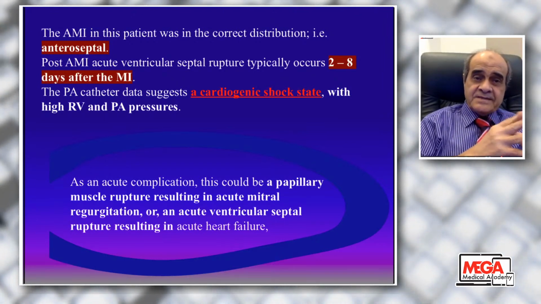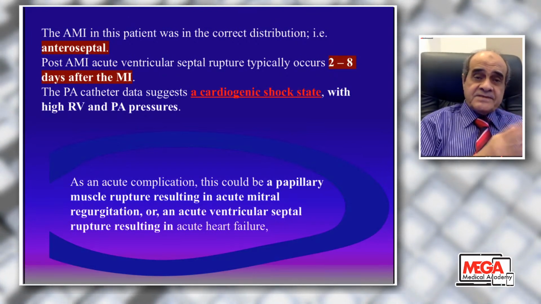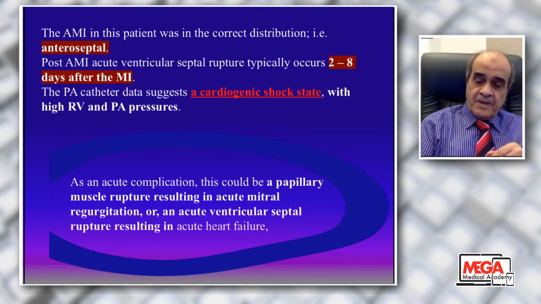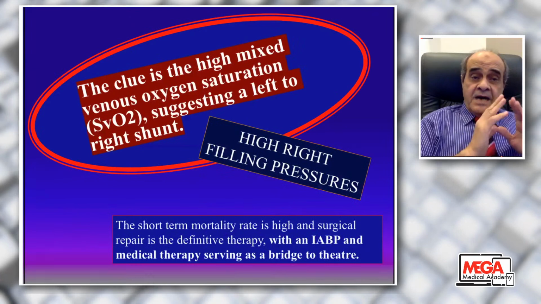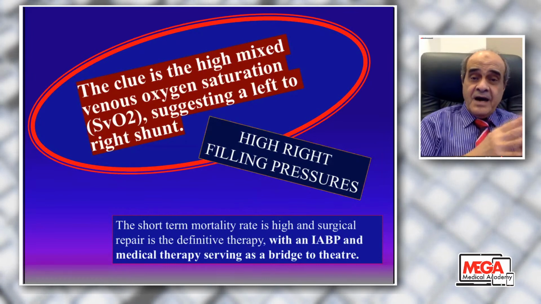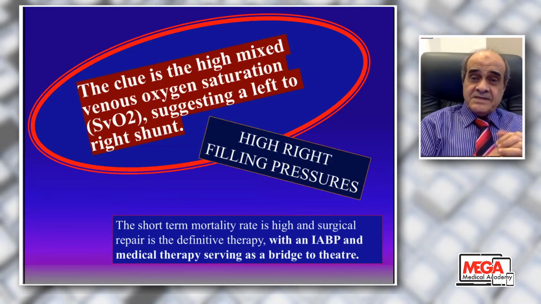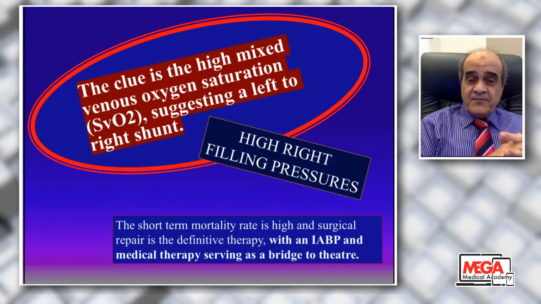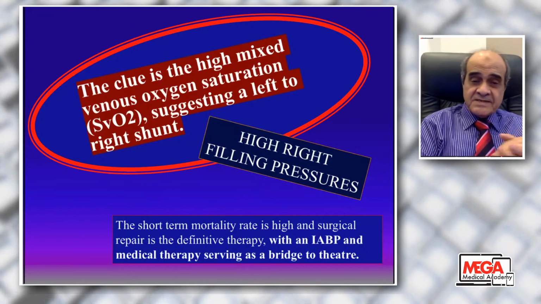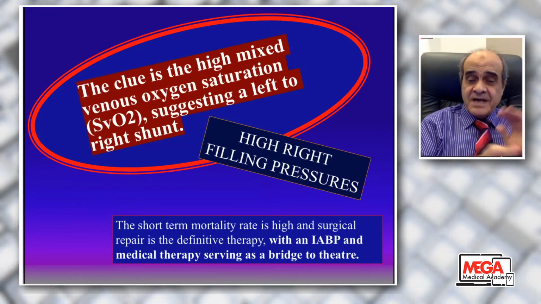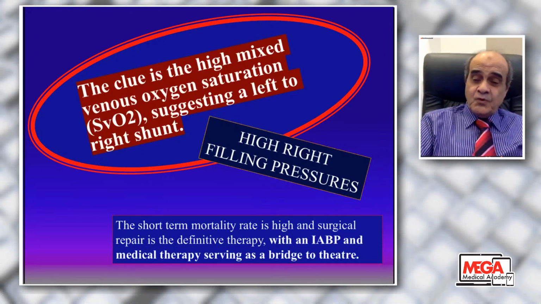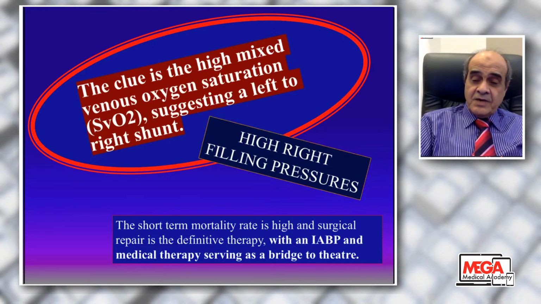And so the pulmonary artery catheter data here suggests a cardiogenic shock state with high right ventricular and pulmonary artery pressure. The high mixed venous oxygen saturation suggests a left to right shunt, and the high right filling pressures, all these suggest some sort of perforation in the septum, with oxygenated blood going from the left side to the right side. So we have to use the intra-aortic balloon and medical therapy just as a bridge to bring the patient to surgical correction of the septum.